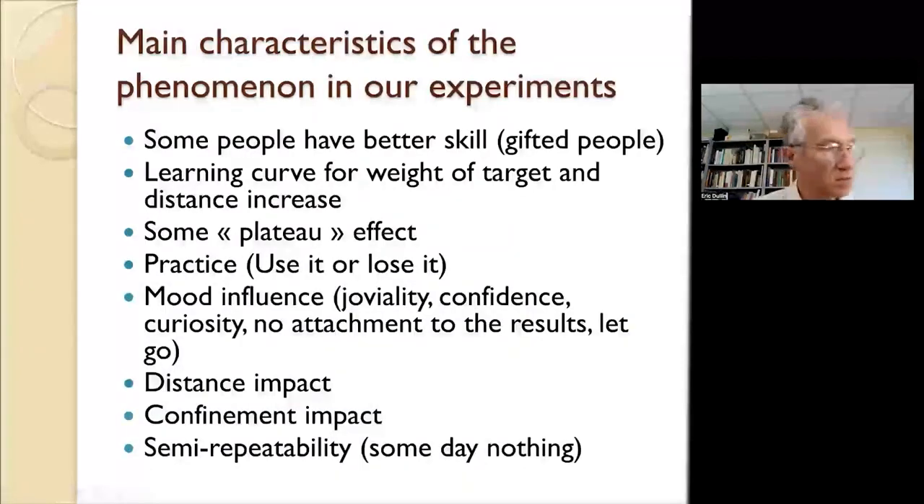So the main characteristics that we find about this experiment: some people have better skill. There are some gifted people, like in tennis or music. The learning curve for weight of target and distance increases. It was very interesting, because Martin Caidin in America says that he has a learning curve on the weight. We discovered his paper far later than what we've done here, and we also arrive at 500 grams for our mold. So it's interesting, because if it was only in our mind, why the same number?